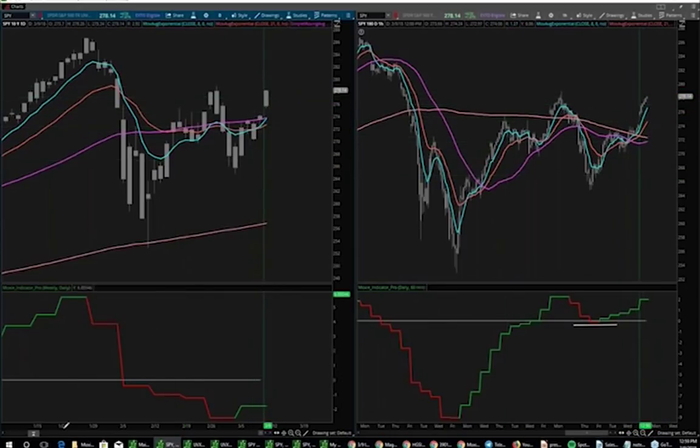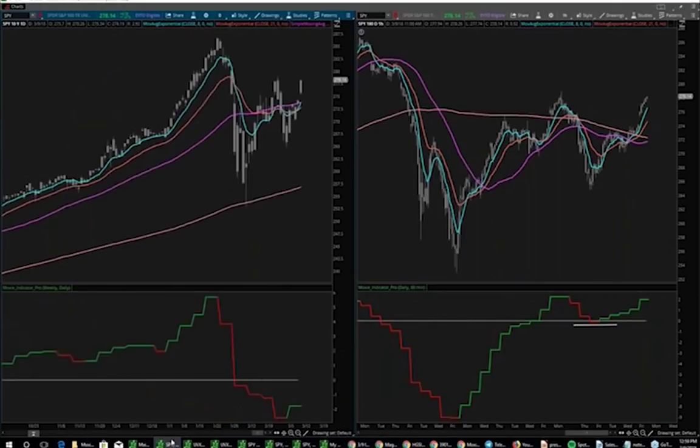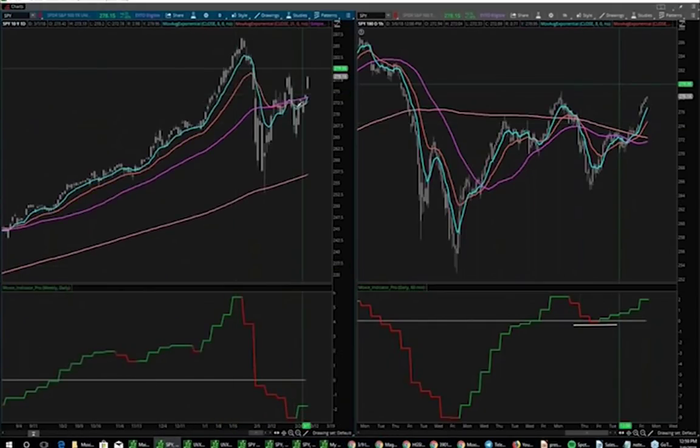Now, the only thing I'm going to be concerned about is here on the daily chart, we are above the moving average, but our indicator is still lagging a little bit. So I'm not sure that we're out of the woods. You know, we might get some good moves here, but I don't think we're going to be starting an entirely another trend.